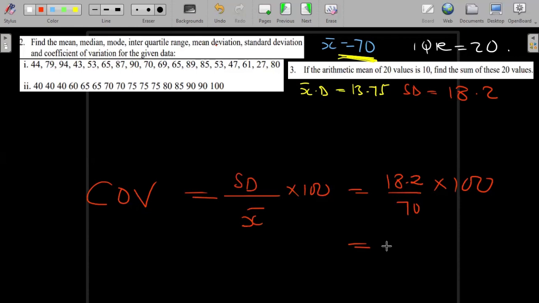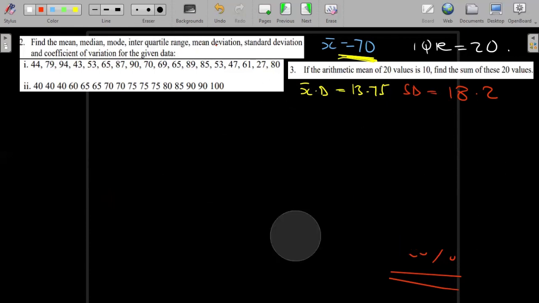So what are we going to get as our coefficient of variation? I'm going to say 18.2 divided by 70, and then multiplied by 100. Okay, so I'm finding 26%. So this 26% here will be our coefficient of what? Variation. Okay, so any questions there? Okay, so if there are no questions, we are done with question 2. Let's solve question 3, which is very easy.